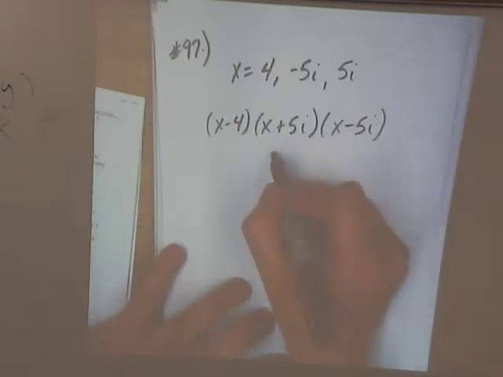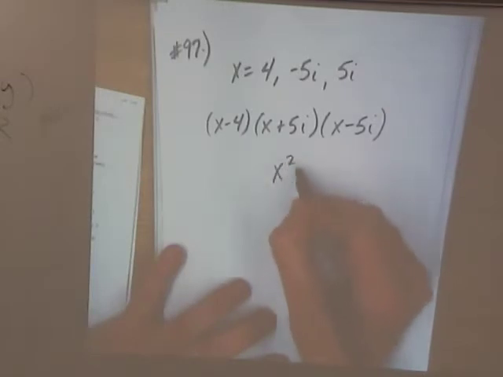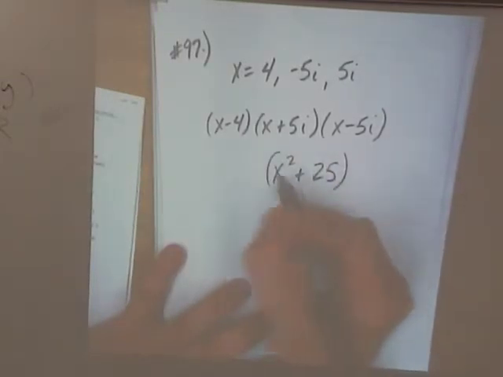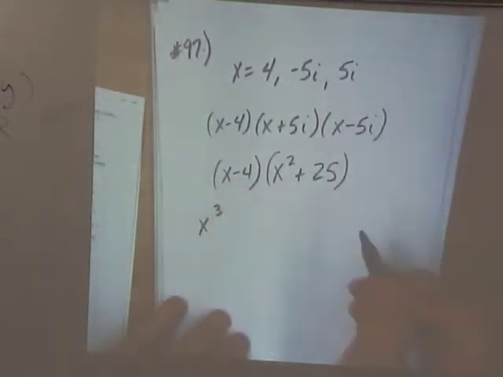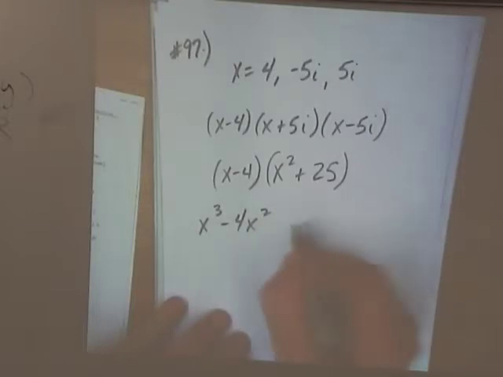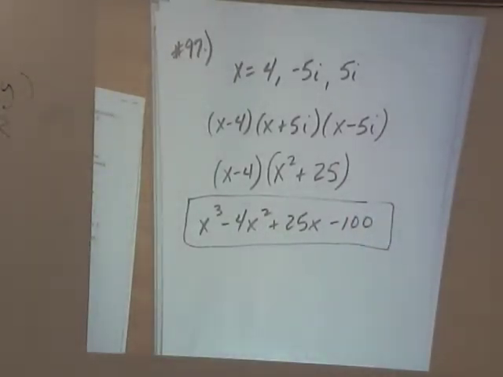Multiply these two together. What are we going to end up with? Anybody know? X squared plus 25, right? So that'll give us x cubed minus 4x squared plus 25x minus 100. Questions on 97?